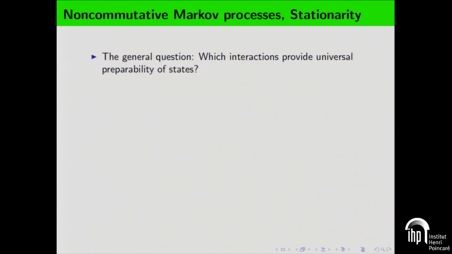So let's come to the general question. General question: which interactions provide universal preparability of states? That's the question. It's a property of the interaction, and you want to find out what it is.